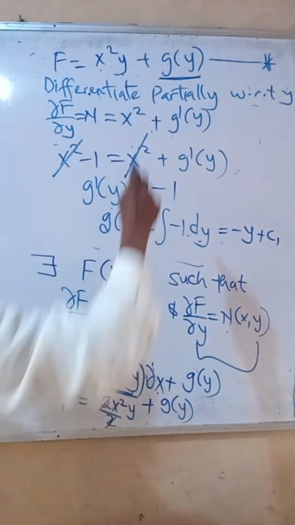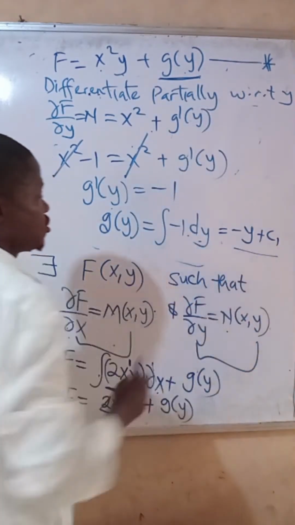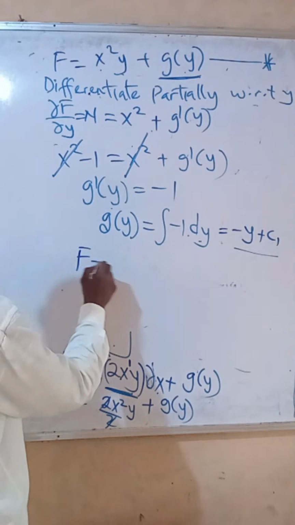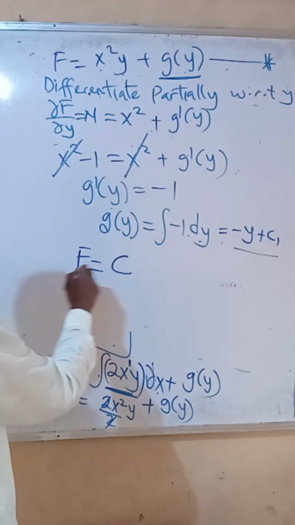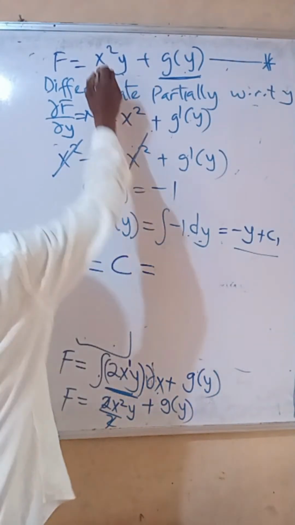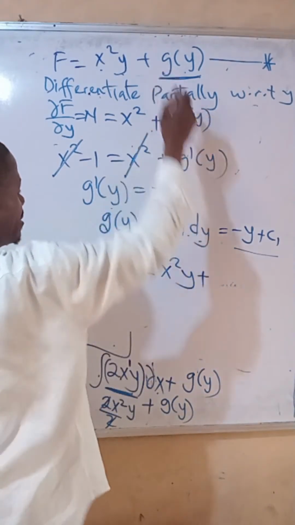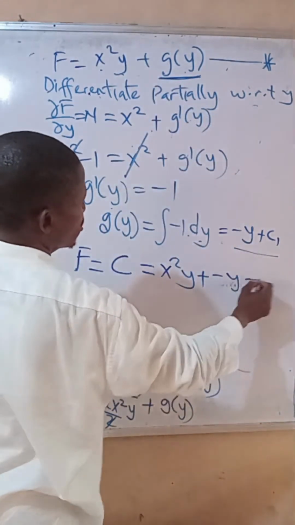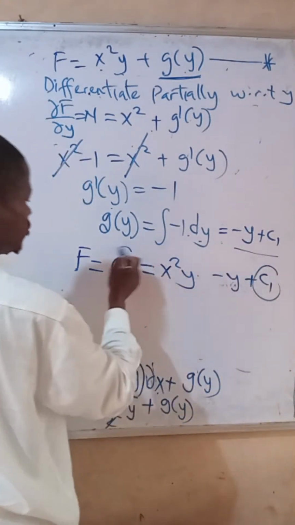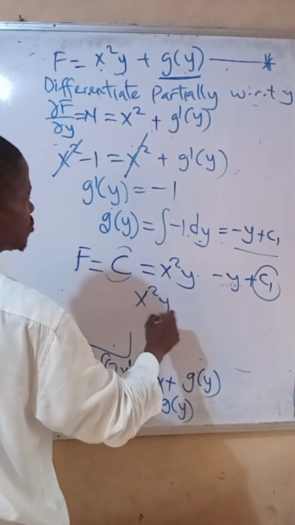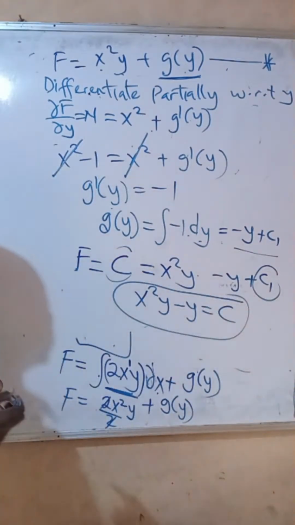So you now go back to the equation which I asterisk and substitute your g of y. Your f is equal to c. That's the solution, equal to what? x squared plus g of y, which is minus y plus c1. Okay, so you can combine this one and this one together, and that will be equal to what? x squared minus y equal to c. Okay, so that's the general solution.